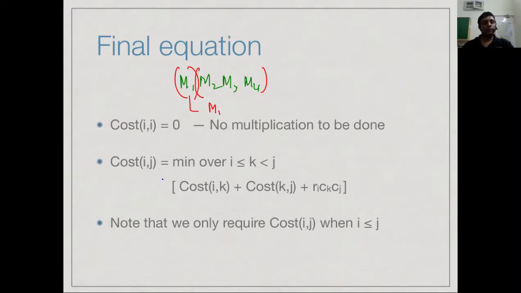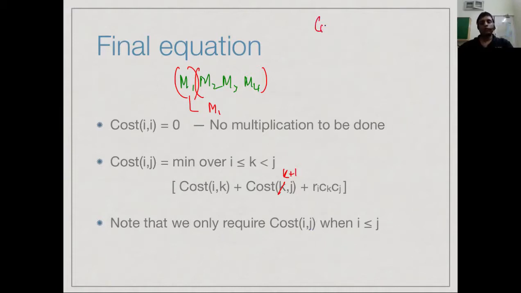And then otherwise, I use the recursive formulation we had before. We take the minimum value for k ranging from i but strictly less than j of the cost i to k, cost k plus 1 to j, and ri times ck times cj. And of course, we will only compute this when i is less than or equal to j. We'll never want to compute it when the index j is smaller than i.